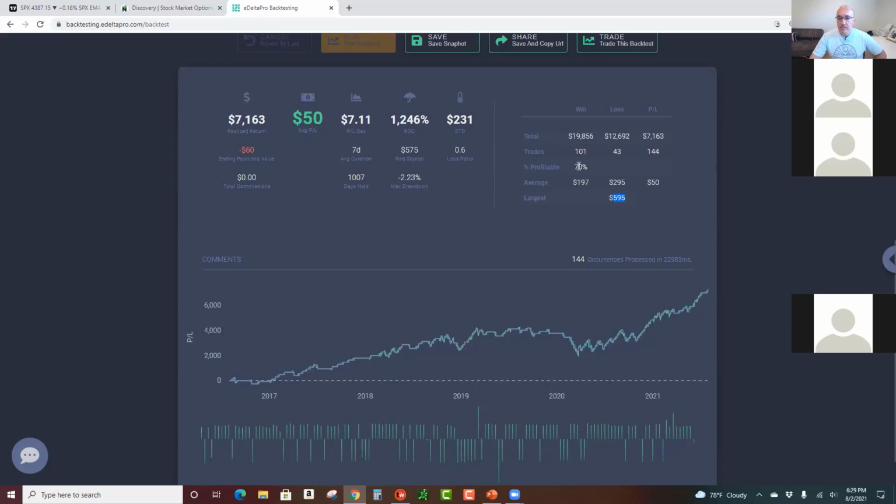So, 70% win rate, did pretty well for a while. And you can see in 2020, there was a pretty big drawdown with the COVID crash. And you actually had some pretty big drawdowns here. So, just by blindly taking this trade every week, this actually did pretty well.